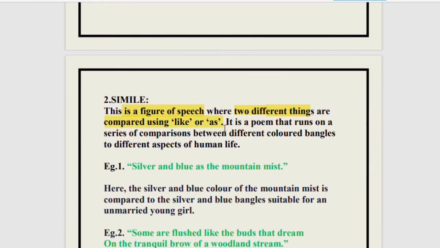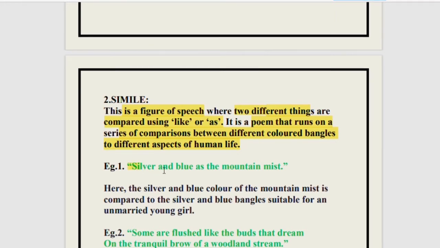Metaphor is just, we have to remember that in case of simile, we use like or as. In case of metaphor, we do not use like or as. Both are comparisons between two different things. Now, it is a poem that runs on a series of comparisons. Throughout the poem, you will see that there are a huge number of comparisons using like or as. So, all those are simile. We will discuss it over here.